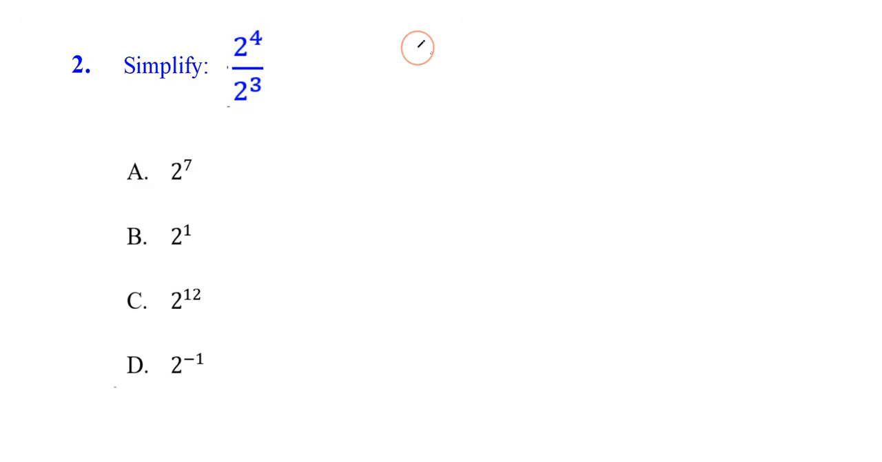Question 2. 2 to the 4th divided by 2 to the 3rd. Whenever you divide powers that have the same base, you subtract the exponents. So you should notice here that the base in the numerator is 2 and the base in the denominator is 2. And the exponent in the numerator is 4, and the exponent in the denominator is 3.